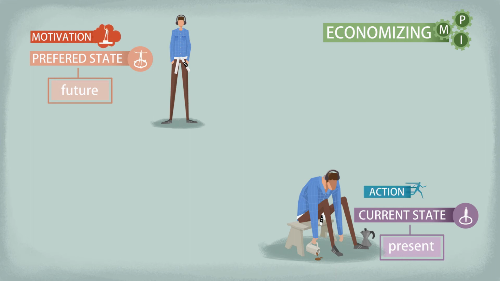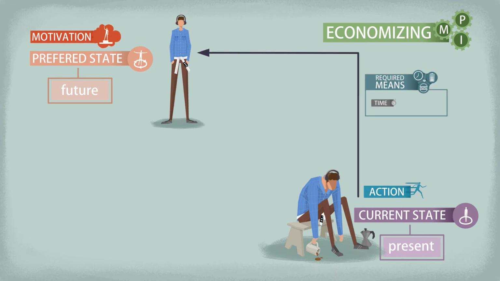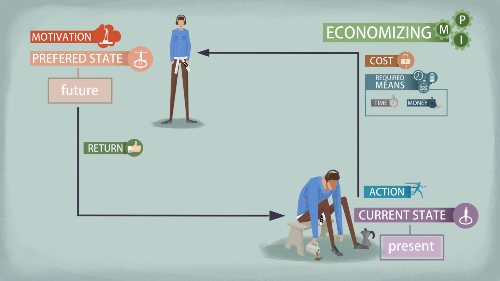But it's not for free though. We must spend time and sometimes money to achieve it. These are the means we must give up to achieve our desire. We also call them costs. And what we get in exchange is called the return. The well-rested feeling after a good long sleep.